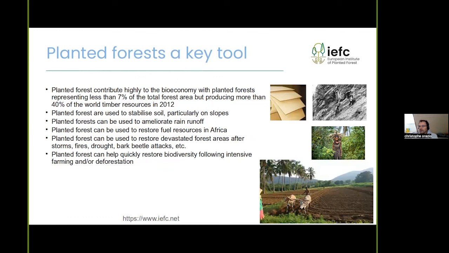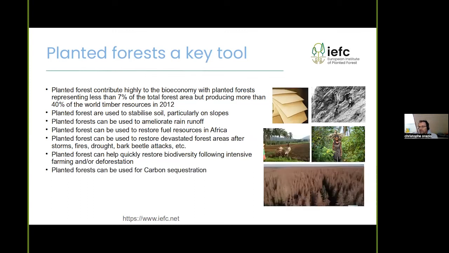Planted forests can also help to quickly restore biodiversity following intensive farming or deforestation. We have many examples in American countries. Planted forests can be used for carbon sequestration. I don't need to develop this. This is well known with the LULUCF process, where we count the total amount of afforestation schemes in each country.